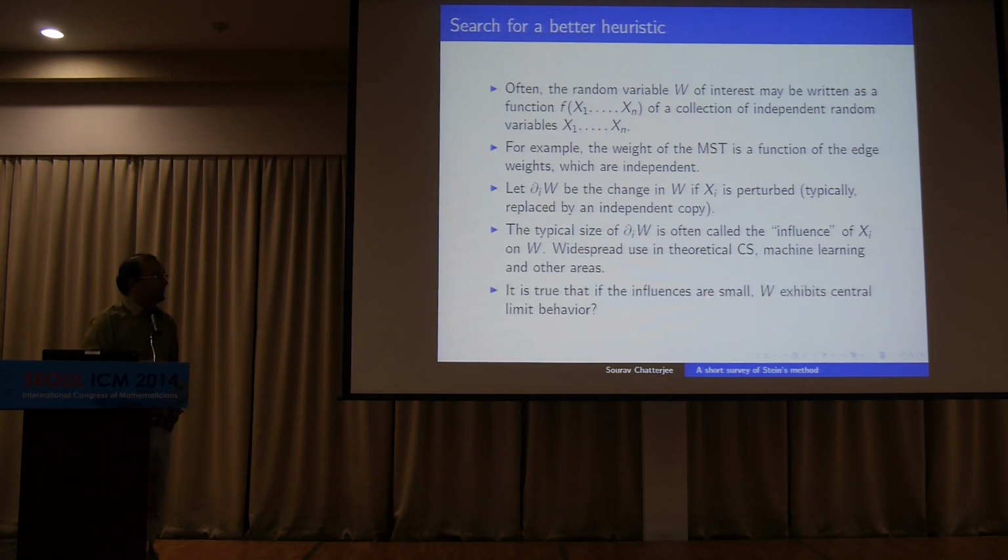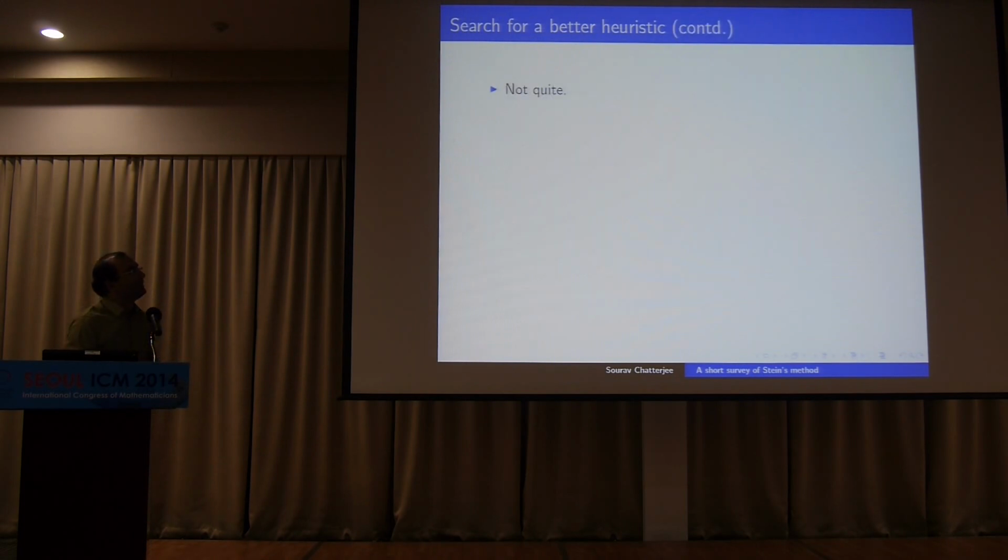Now the question is, is it true that if the influences are small, okay, so these are independent random variables, and you look at these little influences, and if these are small, W exhibits central limit behavior? So it's not actually true. Smallness of these influences guarantees that W has small fluctuations, but it doesn't guarantee central limit behavior. Okay? So here's an example.